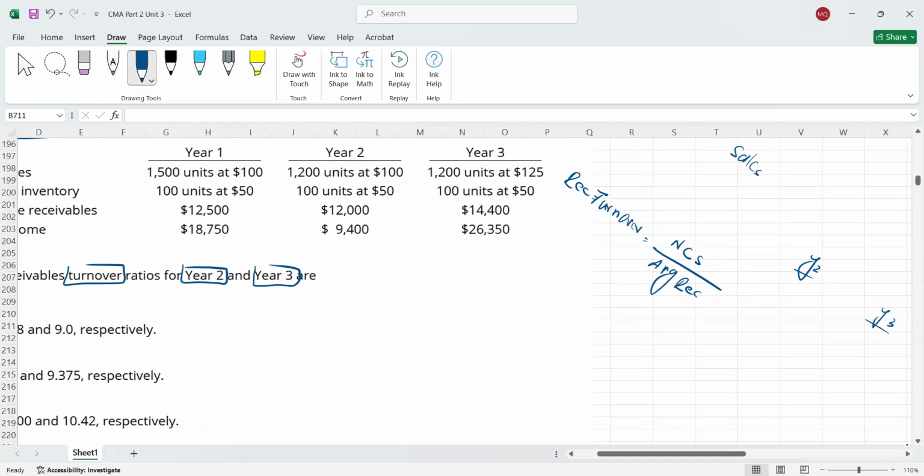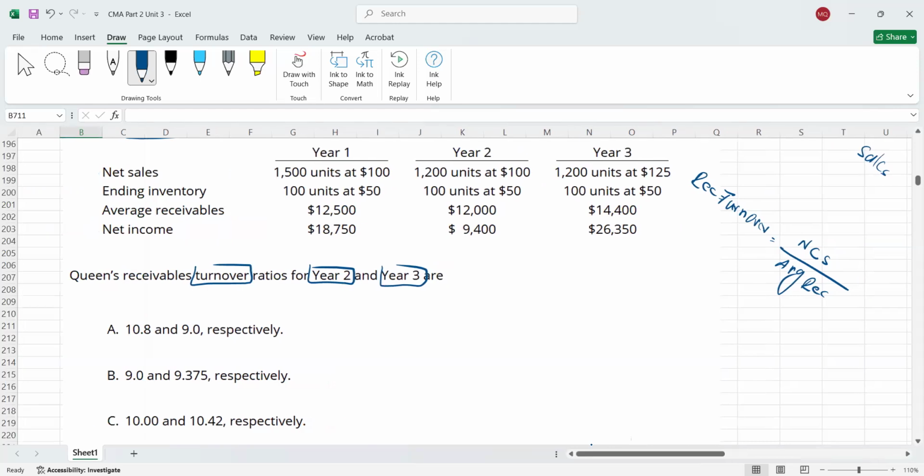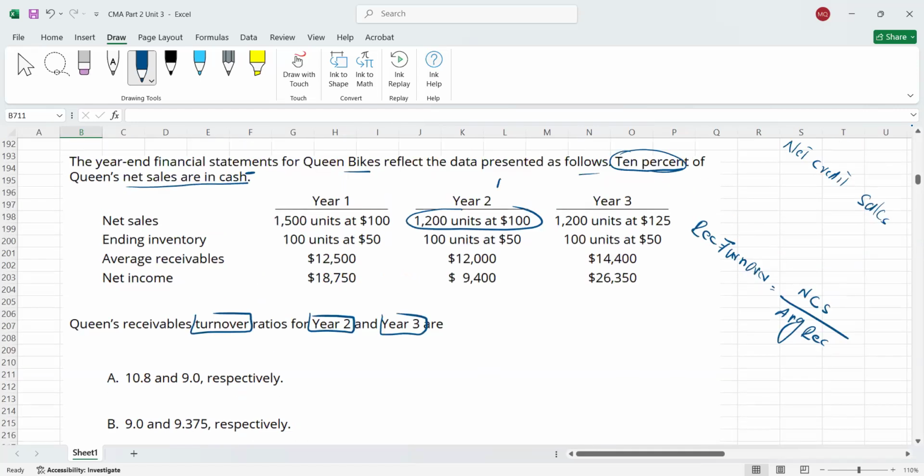Now look here. We need net credit sales. So look, guys, year 2. First I'm dealing with year 2. This is the sales figure. This is the net sales figure for year 2. If I multiply 1,200 units times the $100 selling price, the sales figure is 120,000. This is sales.